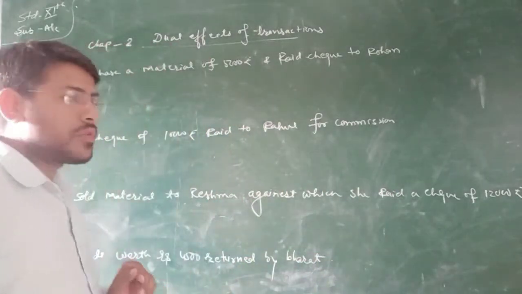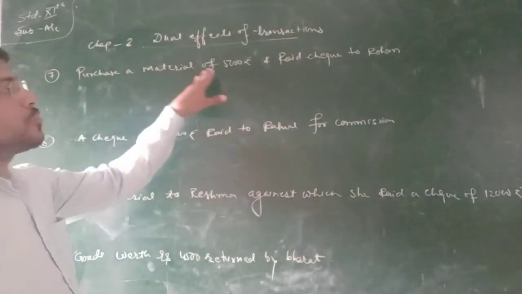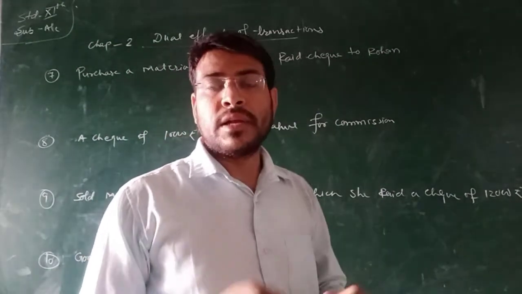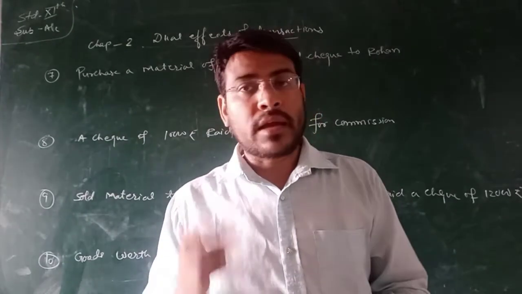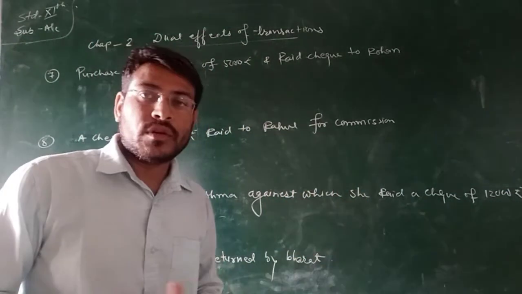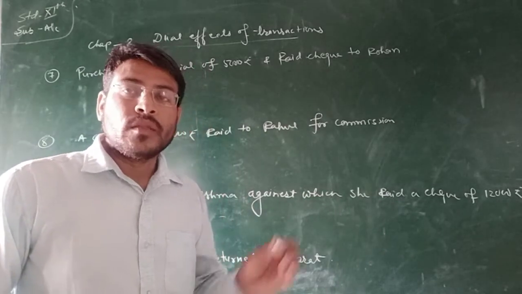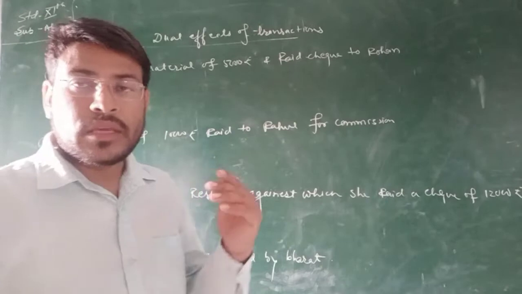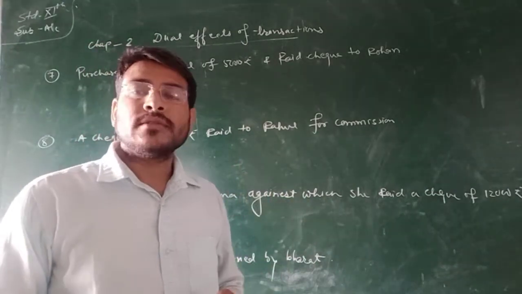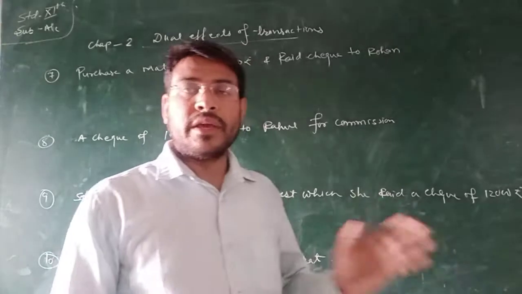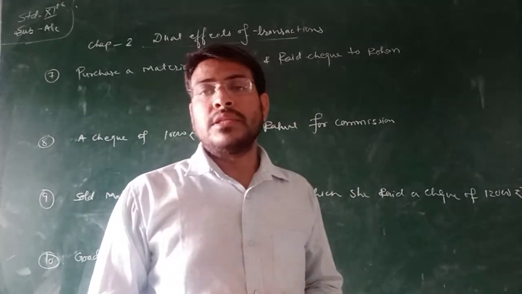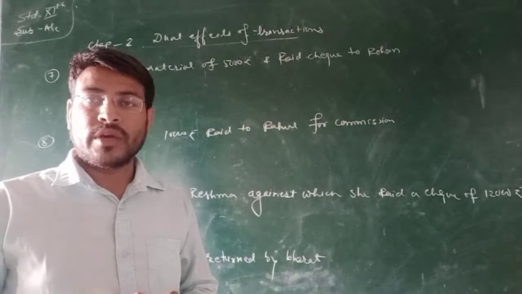The first transaction that you have given: purchase a material of rupees 5000 and pay check to Rohan. Now listen, in the previous lecture we discussed simple kinds of questions without the involvement of bank transactions. But now in this section we have 3 to 4 points which are related to bank transactions. I explained in the previous lecture, when no data is given regarding cash or bank and no person's name is specified, then it is to be treated as a cash account. But here, when it clearly indicates that a party is paying a check of a certain amount, the bank account is involved. You can see over here.